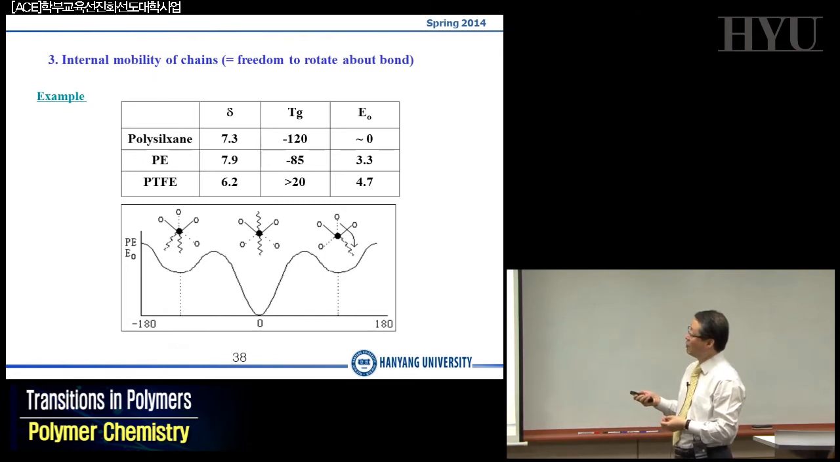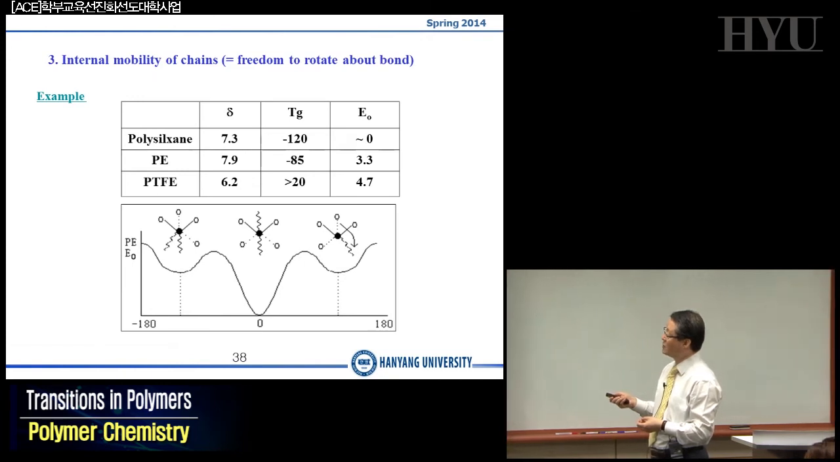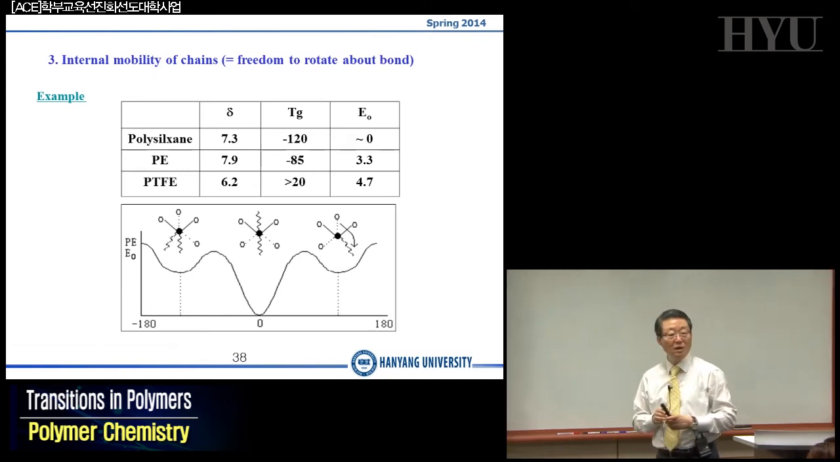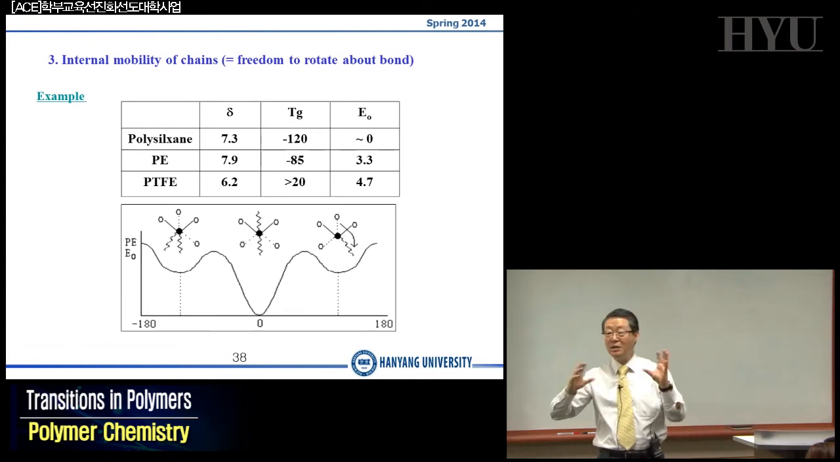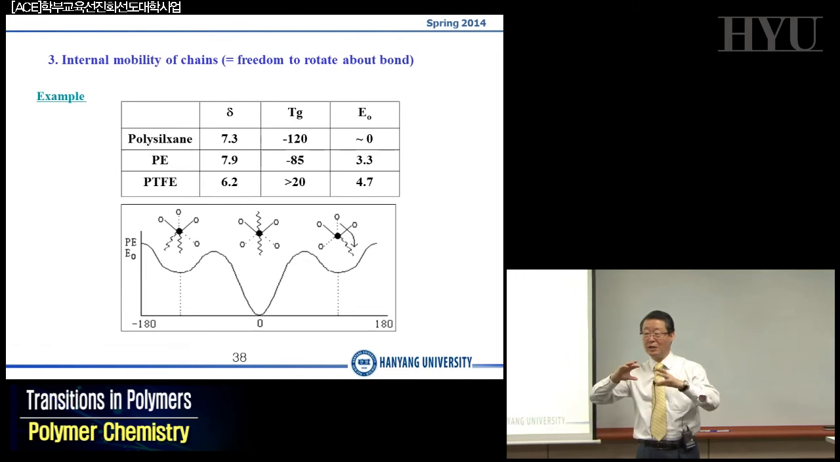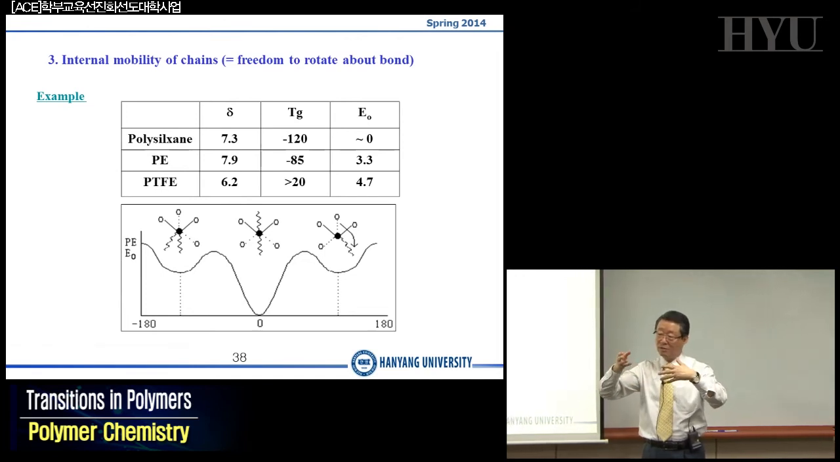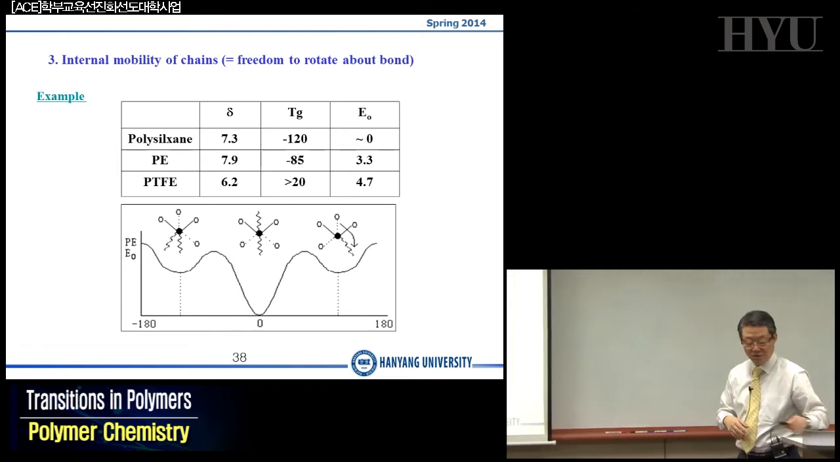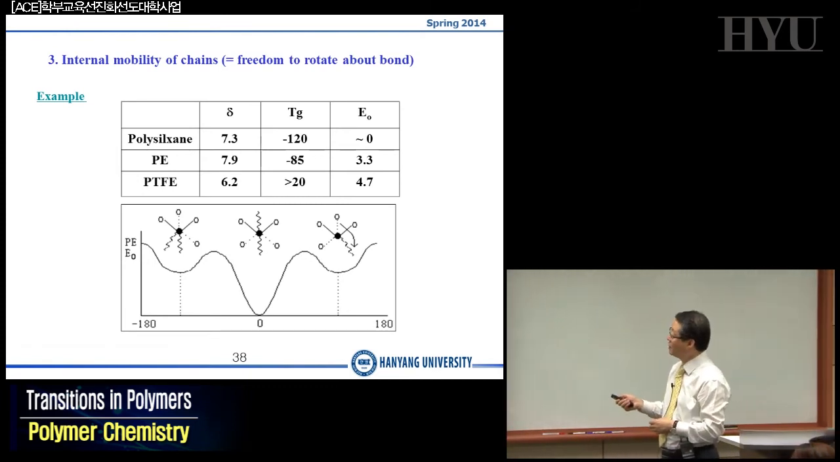But if you compare the siloxane, polysiloxane versus the polyethylene, polysiloxane, PDMS rubber, silicone rubber, polydimethylsiloxane is much more flexible than polyethylene because the polyethylene chains can be packed against each other, okay? Because of the crystallinity, the Tg is much lower in the case of polysiloxane than polyethylene.